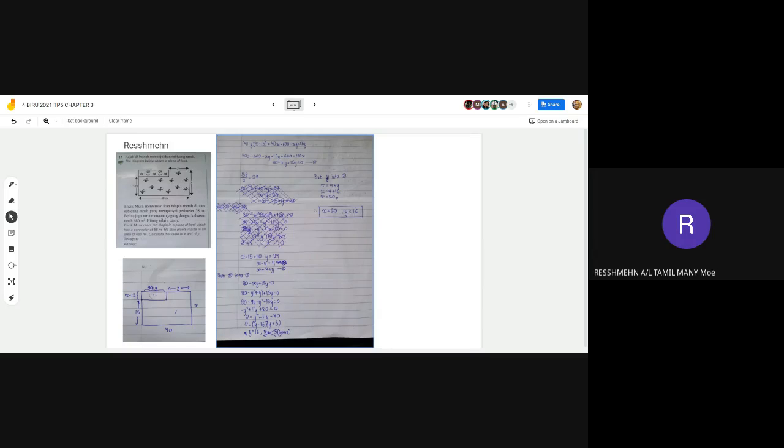Okay, so I choose question number 13. Encik Musa rears red tilapia in a piece of land which has a perimeter of 58 meter. He also plants maize in an area of 680 m square. Calculate the value of x and y. So they have given two pieces of information, which is the perimeter of the red tilapia is 58 meter. So when we divide by 2, we will get 29.